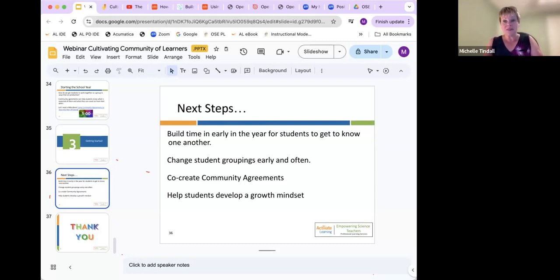Co-create your community agreements, and then help students develop a growth mindset as we're asking students to figure out and to live in a space where they don't know the answer yet. It'd be so much more helpful if they have that growth mindset and they have the motivation to then learn and figure out what they don't know. And that's a great skill for them to take outside of our classroom into their everyday life and into their future endeavors, whether it be college or career.